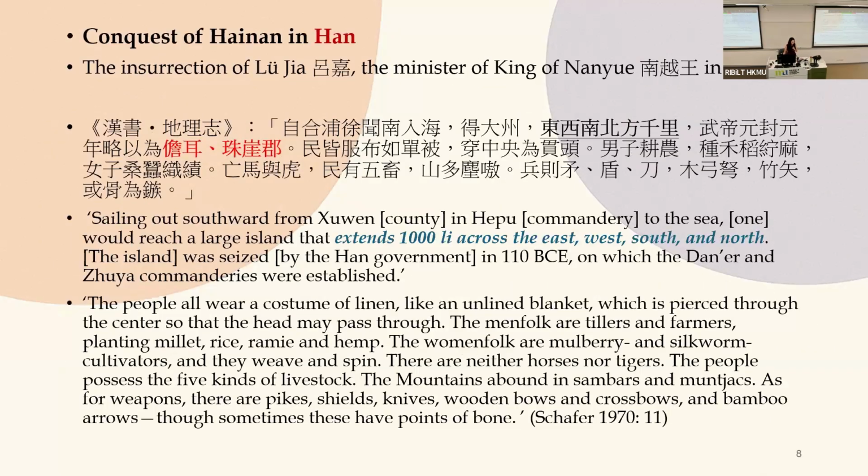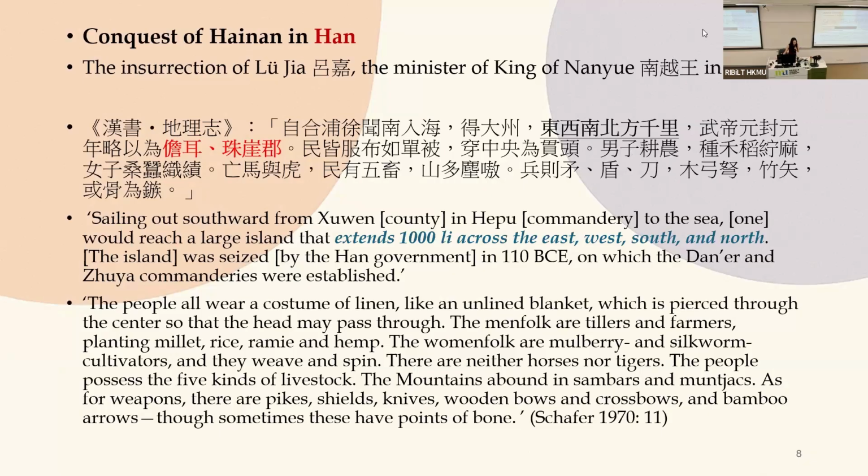And the conquest of Hainan by the Han government also began at around Sima Qian's time. In around 110 or 100 BCE, two new administrative areas, namely Zhuya, the shore of pearls, and Dan'er, were established in Hainan, following the successful military campaign to crush the insurrection by Lü Jia, who was a minister of the king of Nanyue during the reign of Emperor Wu of Han.